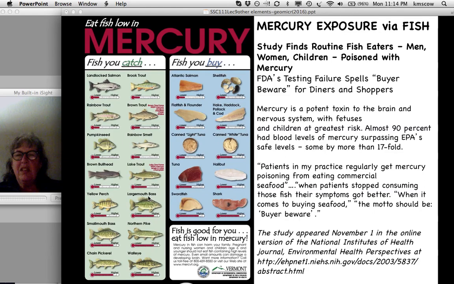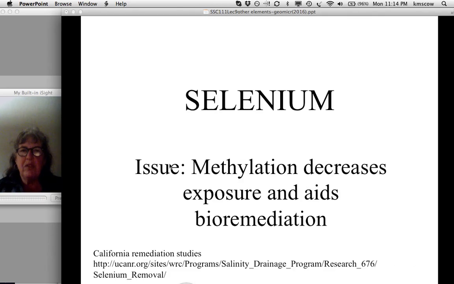But anyway, these are some pictures that give you ideas of that, with this little thermometer showing how much mercury these different fish have in them. But that's a real concern, and there's a direct relationship to microbes.